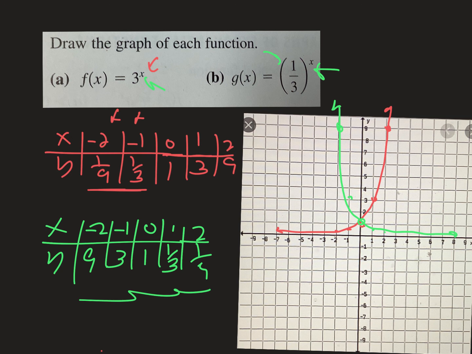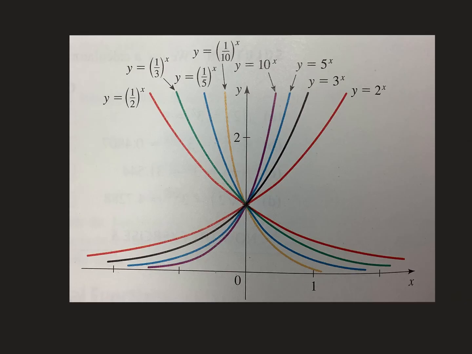All right, so the red graph. A couple things to notice about the graph. First of all, both of them went through 0, 1 because anything to the 0 power is 1. Also, the x-axis is going to serve as an asymptote because your graph can never go below it. It's going to get closer and closer and closer to it, but never touch it. And it's going to grow really fast.